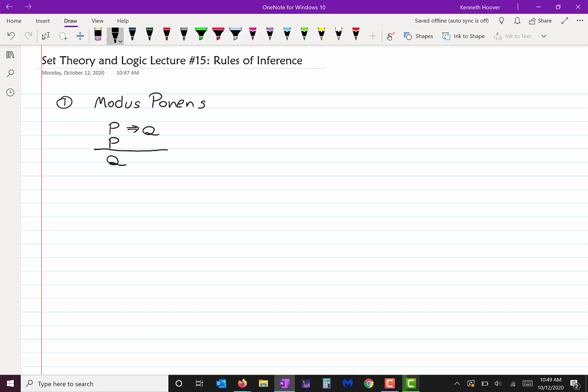And it has a very similar partner called modus tollens, which goes like this. If we are given P implies Q, and we are given not Q, then what can we infer? We can infer, or I prefer the word conclude, not P.